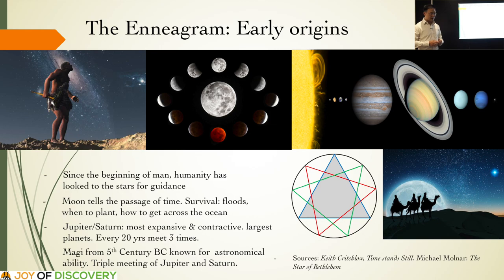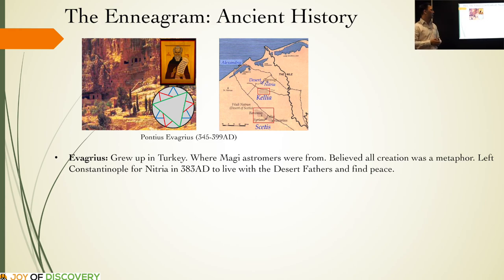So how did the Enneagram evolve from there? We're going to now look back at this hermit called Evagrius Ponticus, who lived from 345 to 399 AD. He grew up in Turkey, where the Magi were. These were known astronomers, astrologers for the time. And he's someone who believed that all creation was a metaphor. There was something in the world around him that spoke about human existence.